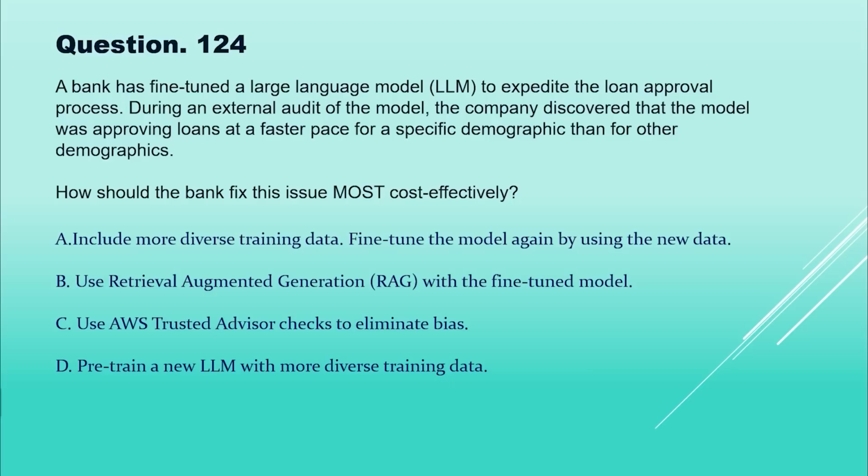So the correct answer here will be option A, include more diverse training data, and fine tune the model again by using the new data. Because the model's bias likely stems from unrepresentative training data, and adding more diverse data and fine tuning the model is the most cost effective solution to address bias. So option A is correct here.